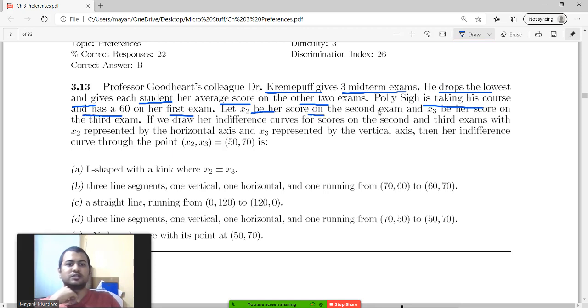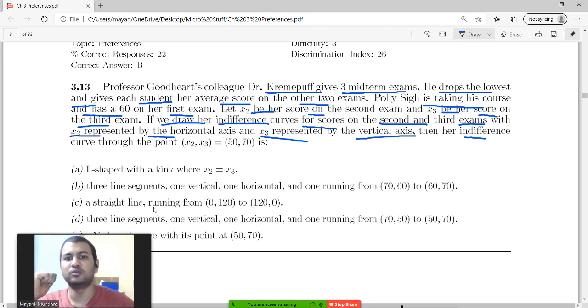Let x2 be the score on the second exam and x3 be the score on the third exam. If we draw her ICs for scores on second and third exams with x2 represented by the horizontal axis and x3 represented by the vertical axis, then her indifference curve would be... So first of all, let's look at ICs. What will it be like?